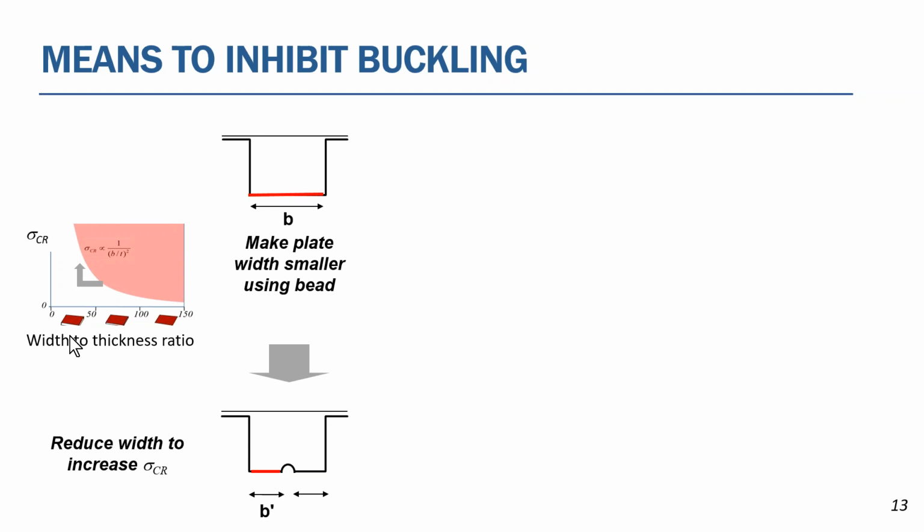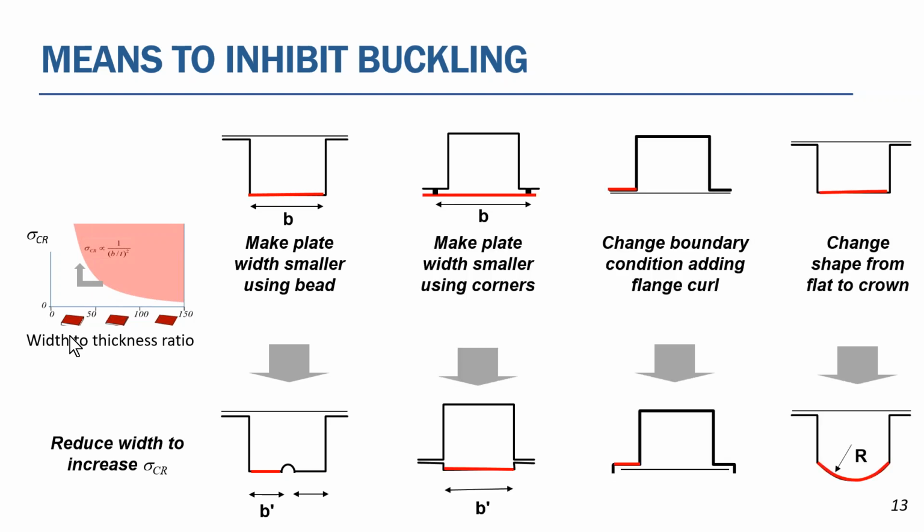So how can we make that plate width smaller without really changing the whole geometry of the section? Well, one thing that we can do is add a bead. And when we do that, we effectively halve the width of that plate. So that will radically improve the B over T ratio. Here are some other ways to do that.